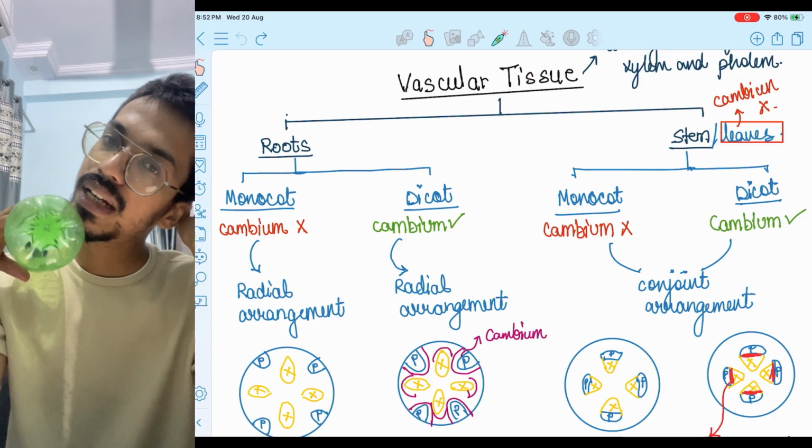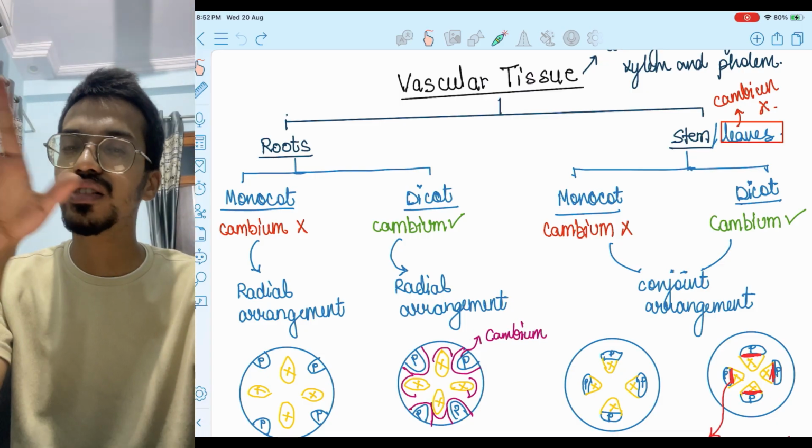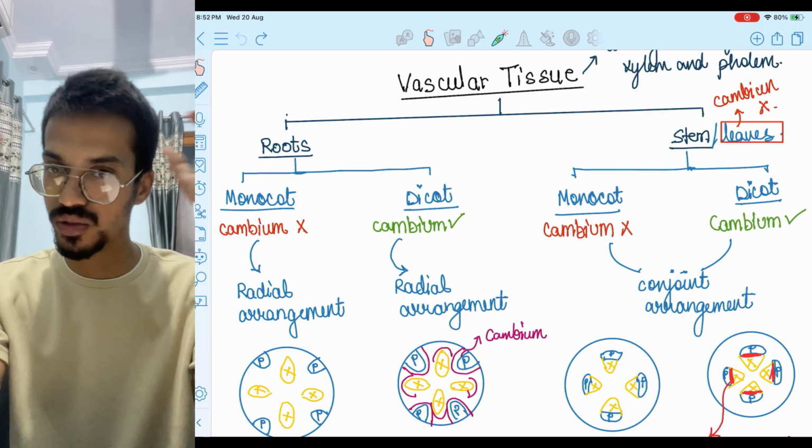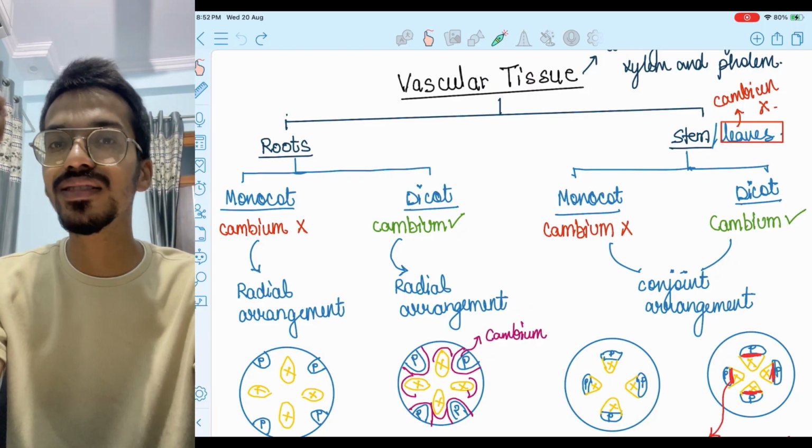It is called as what? It is called as radial kind of arrangement. This radial kind of arrangement is present in the dicot and monocots both. The only difference in the dicot is that dicot has one extra tissue, that is cambium.